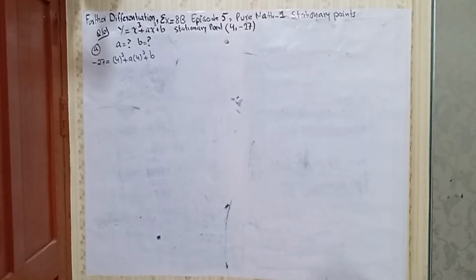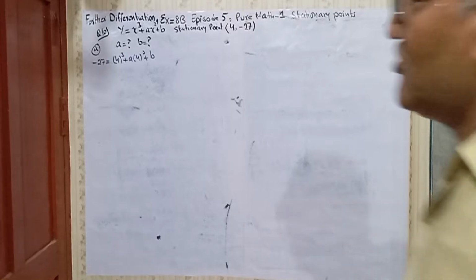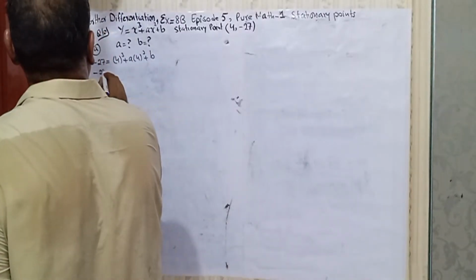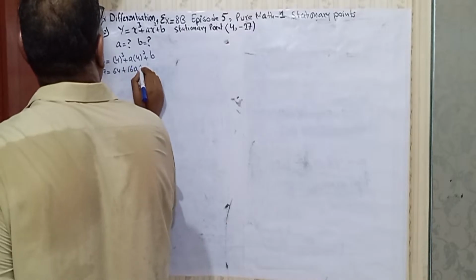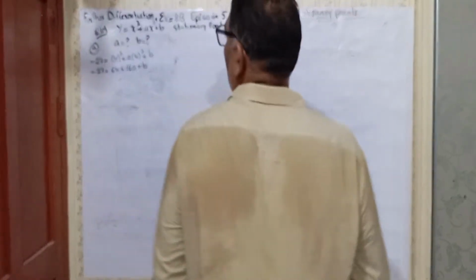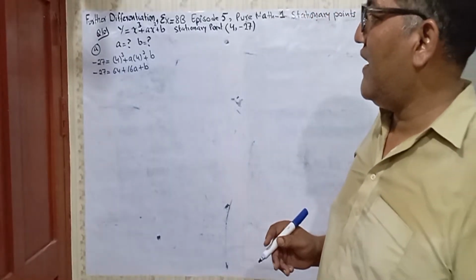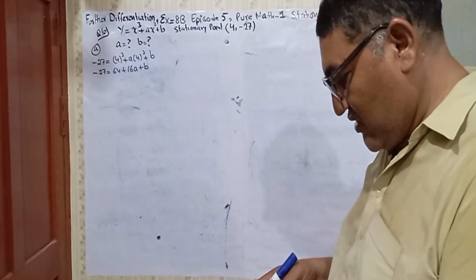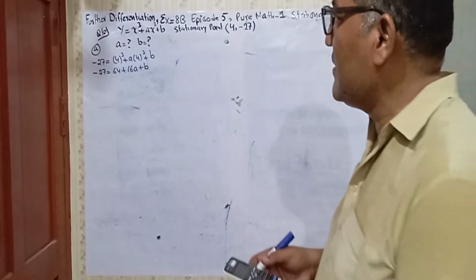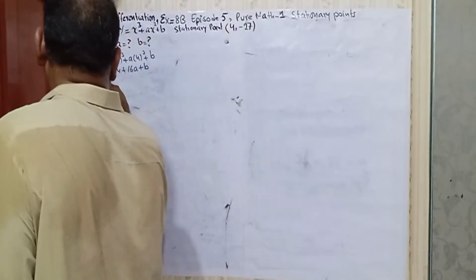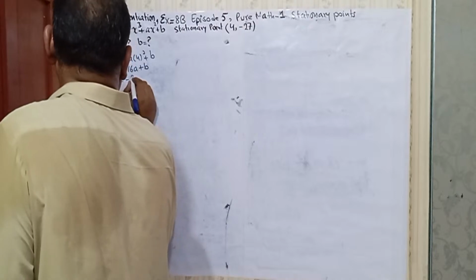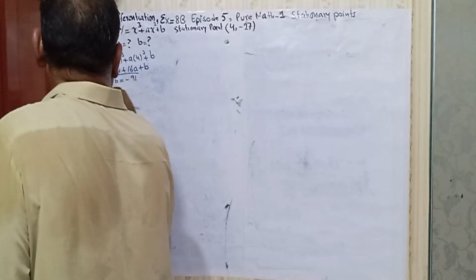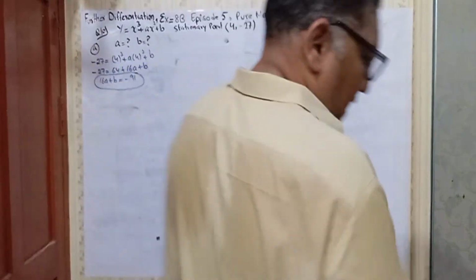Okay, so I need a calculator. Here we have the calculator. So you will have -27 equals 64 plus 16a plus b. So this is how we got it. And -27 minus 64 will be equal to -91. So you will have 16a plus b equals -91. So this is my first equation in a and b.